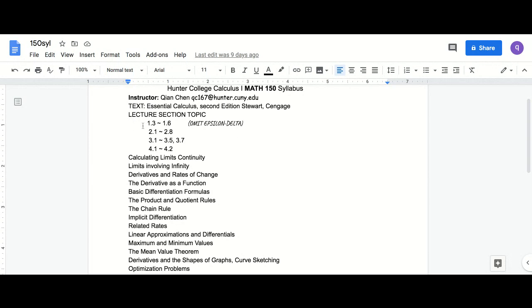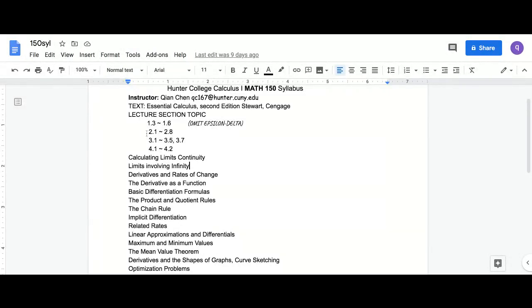So let's see, we're going to cover chapter 1, section 3 after 6. Actually, today I'm going to talk about chapter 1, section 2, all right? Because let's just review functions. Let's just review for pre-calculus.